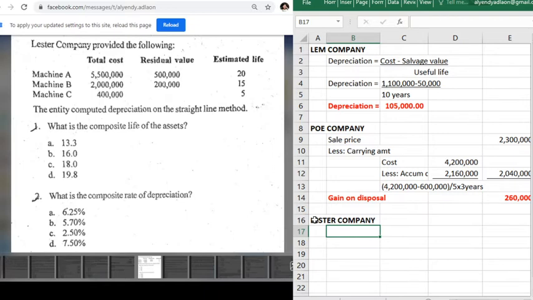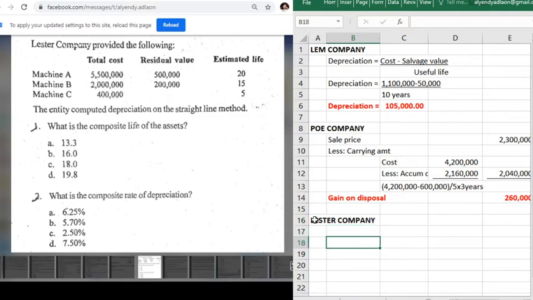That would be very difficult for us to do the usual one, which is the straight line method, because we still have to determine each cost of the machine. So that's why we have the composite method of depreciating the machines, in which case we only compute for the composite life, since the machines have different estimated lives, right? We have 20, 15, and 5. So we are to compute for the composite life, and based on that composite life we are to compute the composite rate of such machinery and then compute the depreciation.